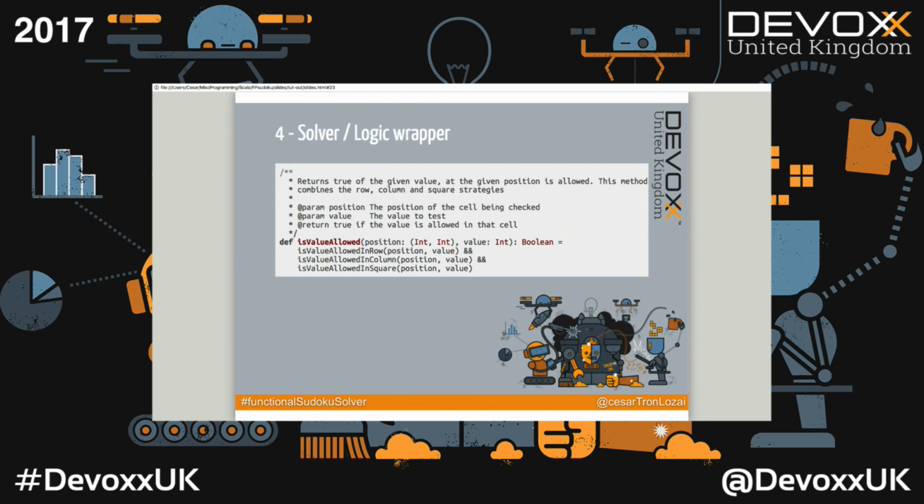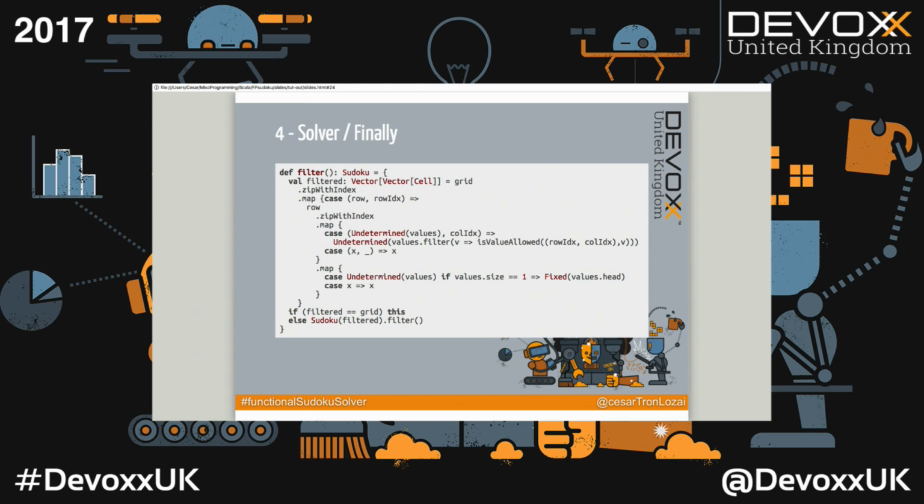Now, to make it a bit easier, I'm going to make just one method that is going to wrap everything. So this method called isValueAllowed is just going to call all of the 3 methods in a row. And now, believe it or not, there's only one slide left for the solution, and that's the rest of the code. So I'm going to be explaining that.